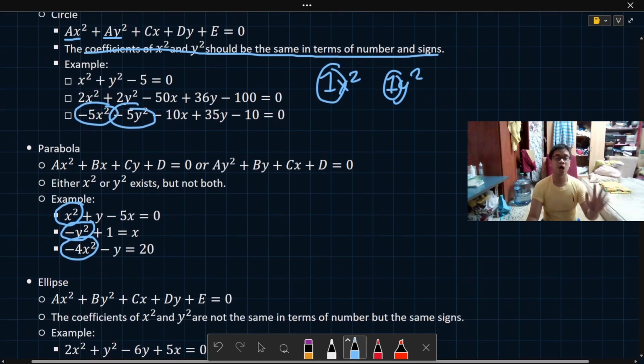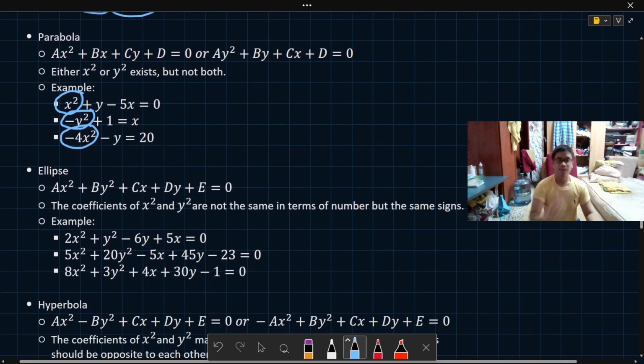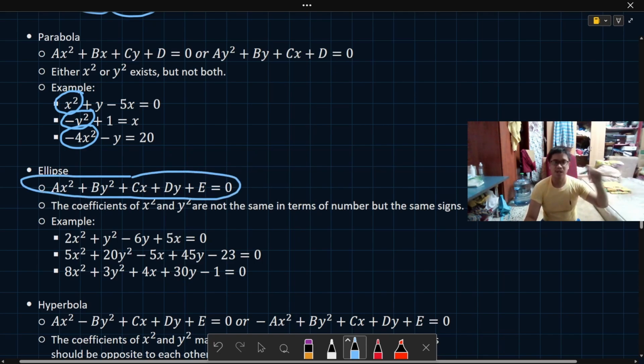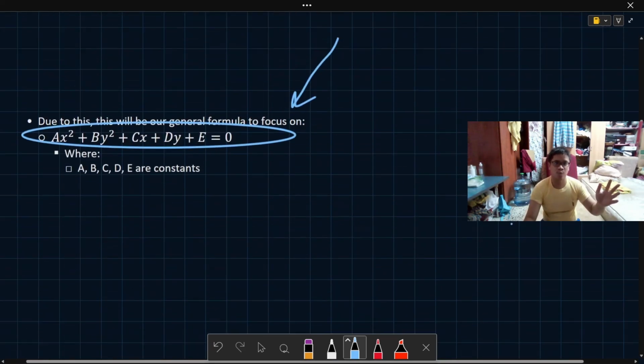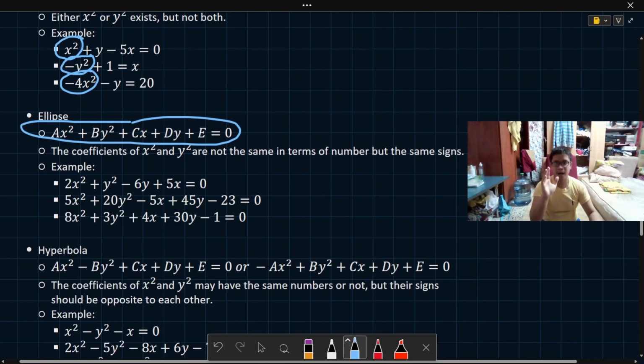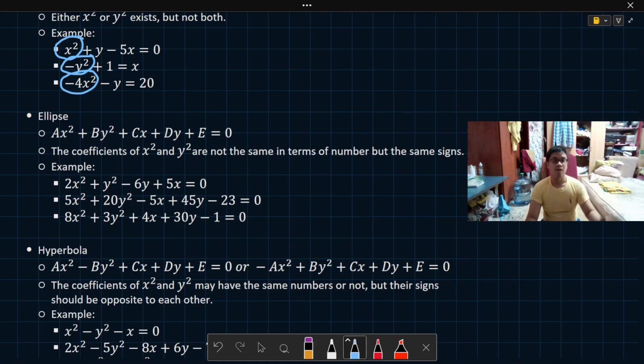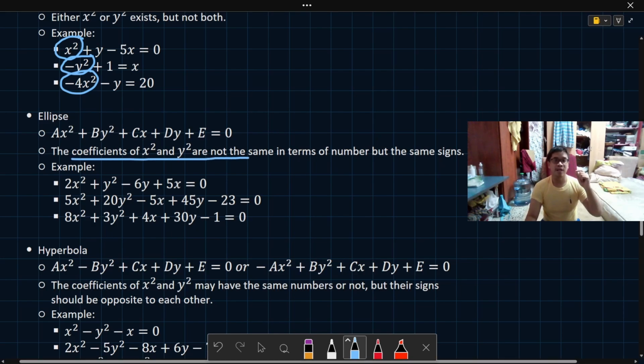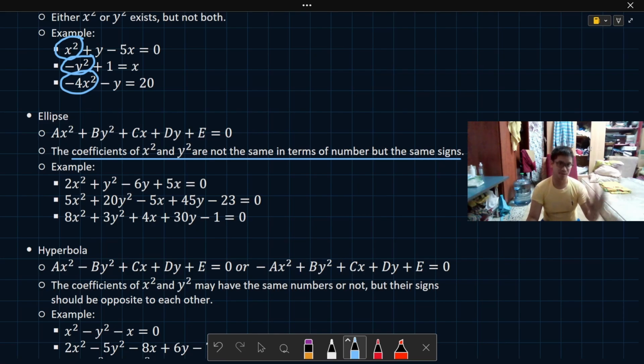Okay, so that's it. Now, how about for an ellipse? For an ellipse, ax squared plus by squared and so on is just the same formula as what we are basing on here. But the reason why I put it there is because there is a reason. How would you know if it's an ellipse? It means that the coefficients of x squared and y squared are not the same in terms of number, but the same in terms of signs. Numerically speaking, they're not the same, but signs are the same.